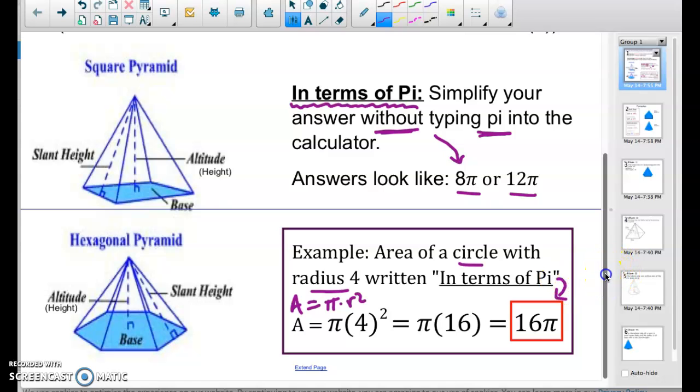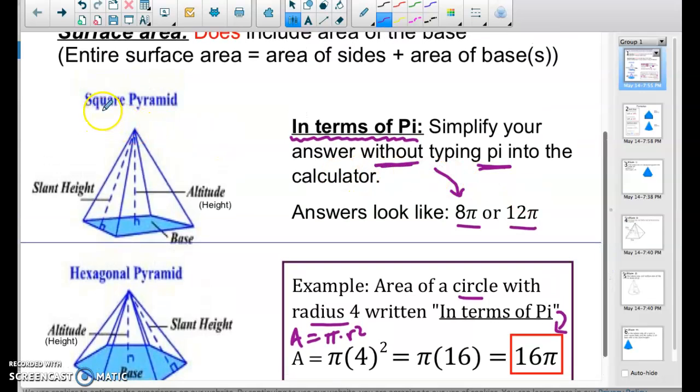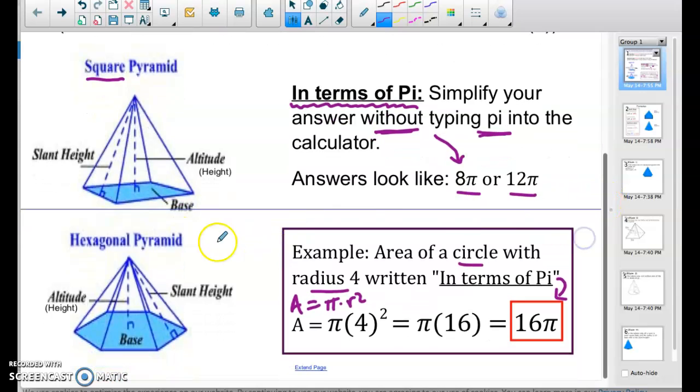Now, we are going to be talking about pyramids and cones. One of the things you need to know about pyramids is that when we name the pyramid, we name the shape of the base first. So because this pyramid here has a square base, we call it a square pyramid. So this is the shape of the base. So a hexagonal pyramid has a hexagon for the shape of the base.